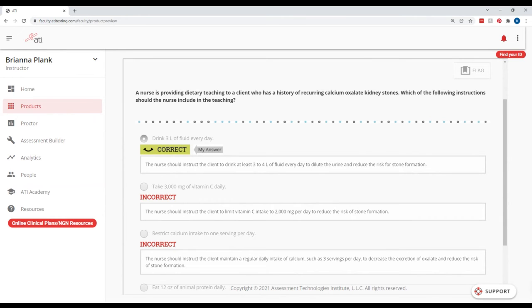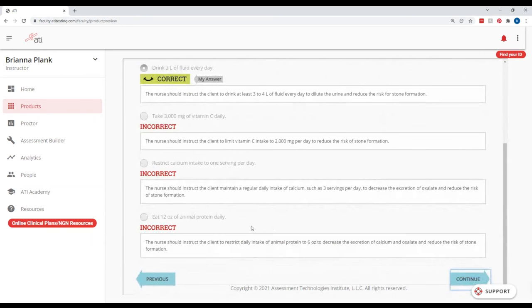Drinking 3 liters of fluid is what we talked about earlier with kidney stones. It's going to flush everything out, keep the urine nice and hydrated, nice and diluted, there we go, that's the word, so that there's less chance of a stone forming. And then we know we want them to be on a lower protein diet and restrict calcium to 3 servings a day.